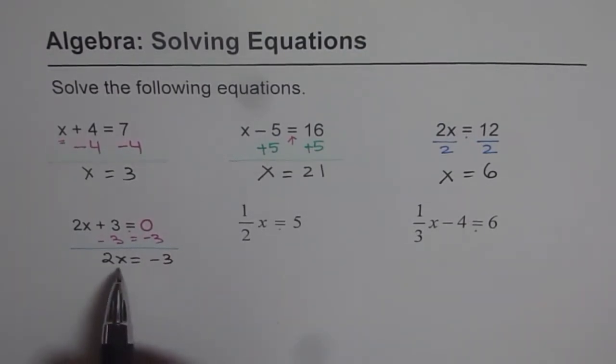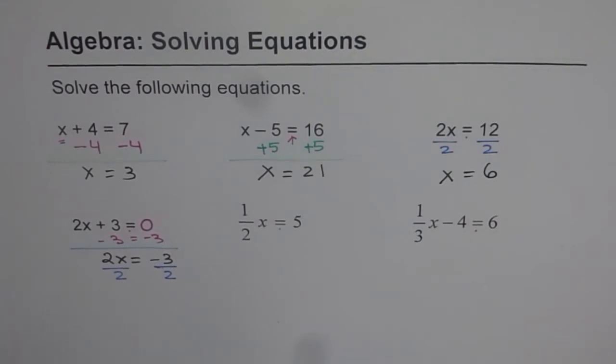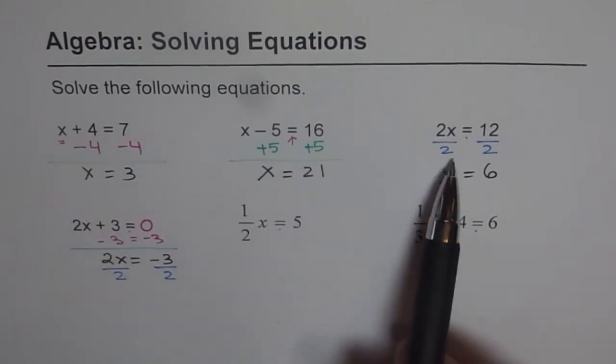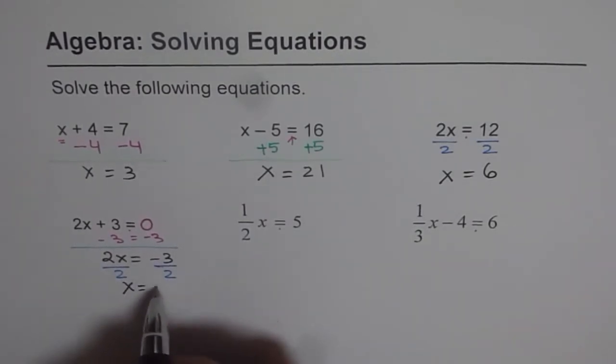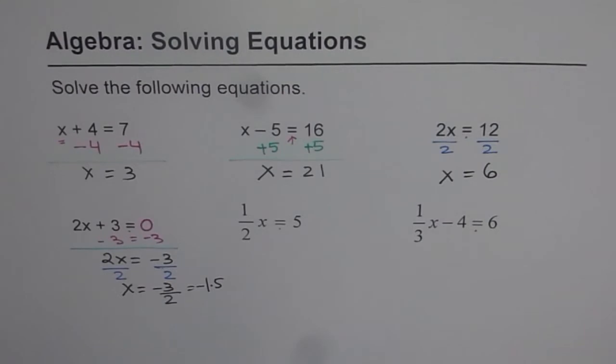Now I need to find what x is. For that, let me divide by 2 on both sides. The important thing is you need to do the same thing on both sides. See, we took away 4 on both sides, added 5 on both sides, divided by 2 on both sides. Now the same thing here. When you divide by 2, you're left with x equals minus 3 over 2. So that is our answer, which is minus 1.5, okay? So that is how we can solve this equation.